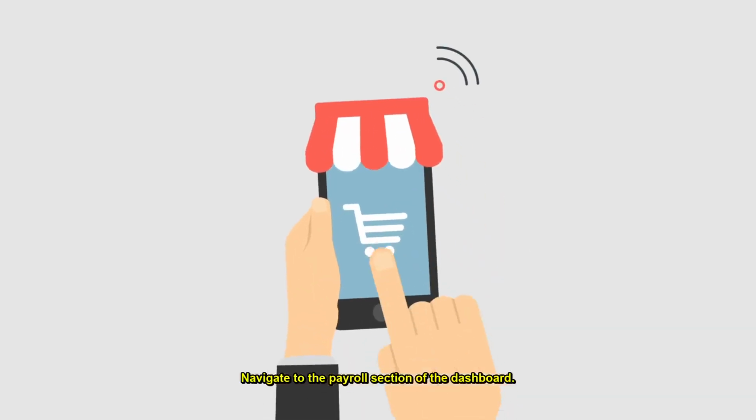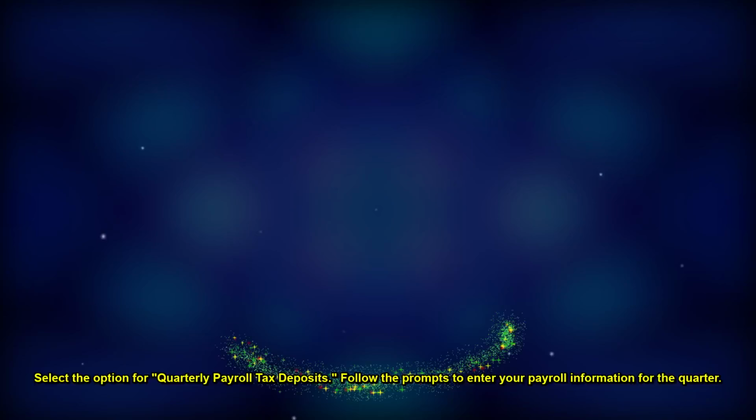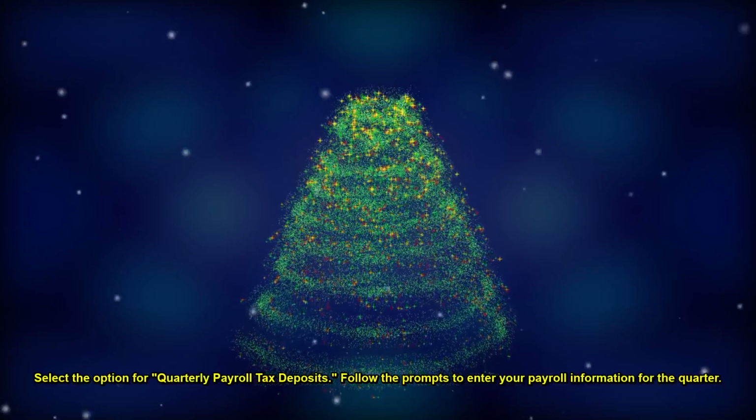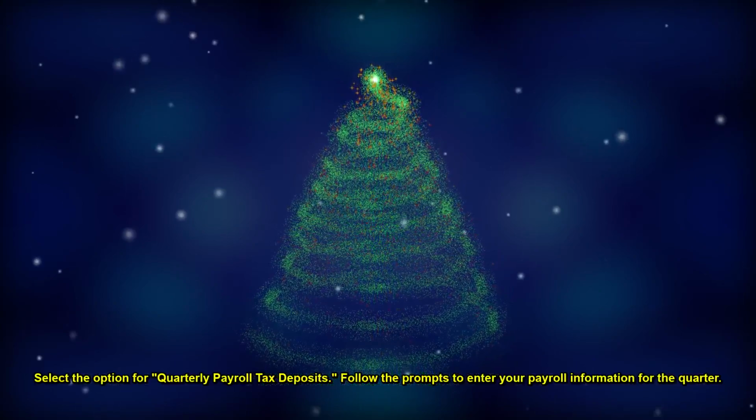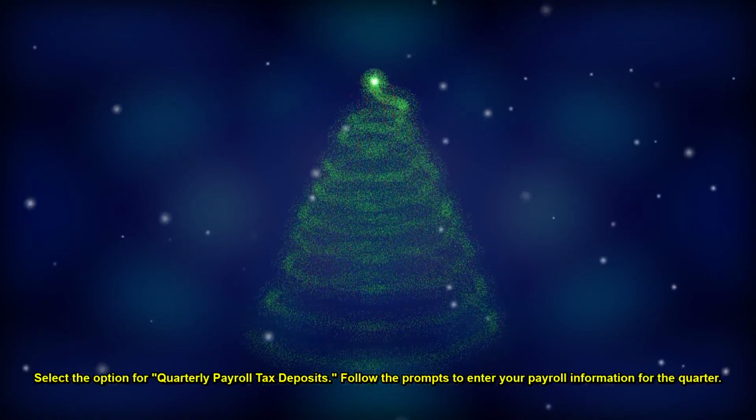Navigate to the Payroll section of the dashboard. Select the option for quarterly payroll tax deposits. Follow the prompts to enter your payroll information for the quarter.